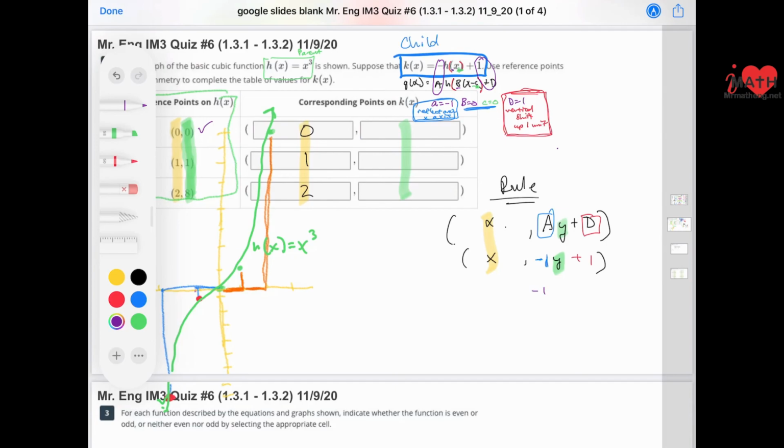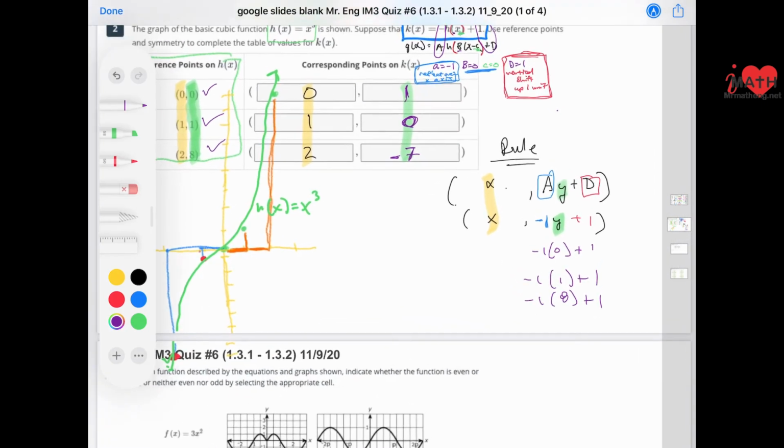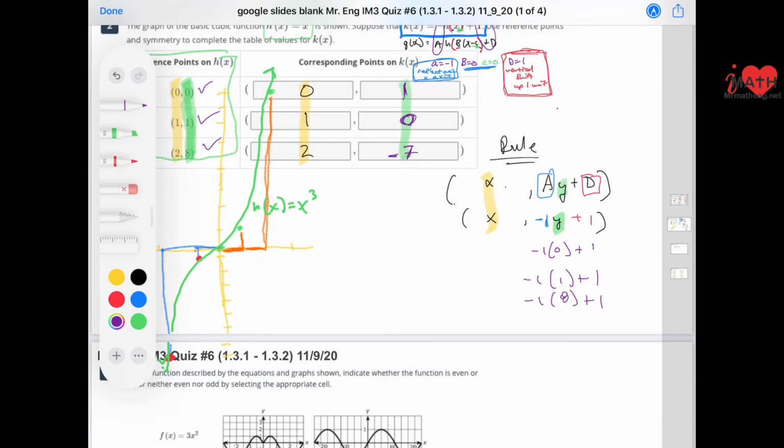0: -1 times 0 plus 1. So that's 0, and 0 plus 1 is 1. And then let's do 1: -1 times 1 is -1, and -1 plus 1 is 0. And then the last thing we need to do is 8: -1 times 8 is -8, and -8 plus 1 is -7. Let's go ahead and graph these new k of x points. So I have 0, 1, 1, 0, and now 2, -7.